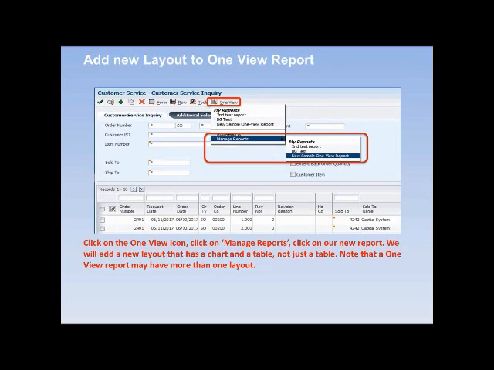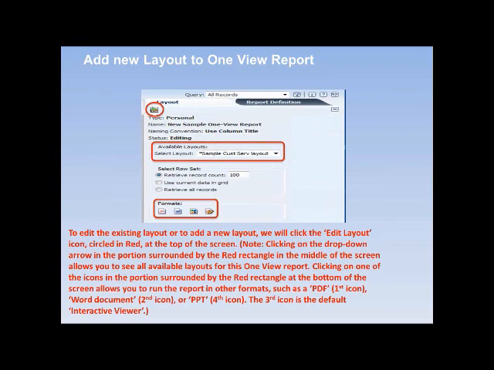So the next topic that makes sense to show you now that I created one is how do I add a new layout to an existing report? So I click on our now familiar OneView icon. I click on Manage Reports, and I click on the report I just created, New Sample OneView Report. I'm going to now add a chart and a table, not just a table. And it's interesting to note, it's obvious that while I'm doing this, that a OneView report may have multiple layouts with the same columns selected. Next slide, please.